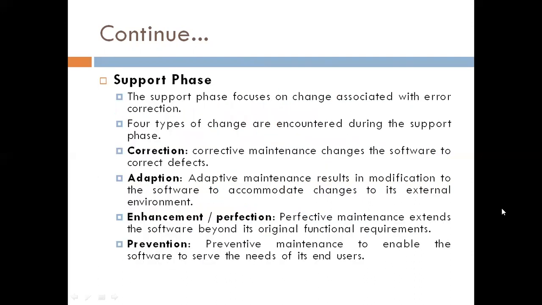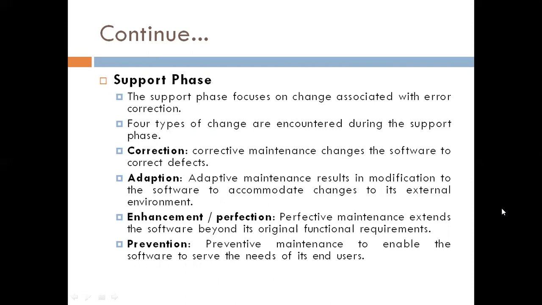Then support phase. The support phase focuses on change associated with error correction. Four types of change are encountered during the support phase: correction, adaptation, enhancement or perfection, and prevention. These are the four types of changes encountered during the support phase. Now, what is correction? Corrective maintenance changes the software to correct defects.